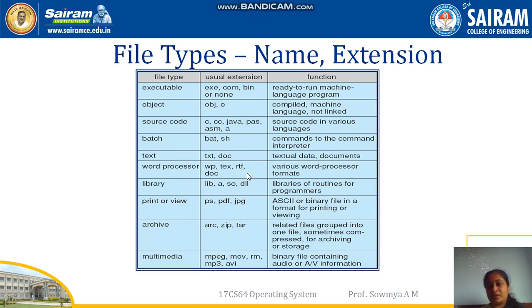Word processors are again text files. Library files, print or view files, may be like image files. Archive files are like our zip files, where you can archive different files. Related files can be grouped as one file. Sometimes it can also minimize the size. Zip can even minimize the size.